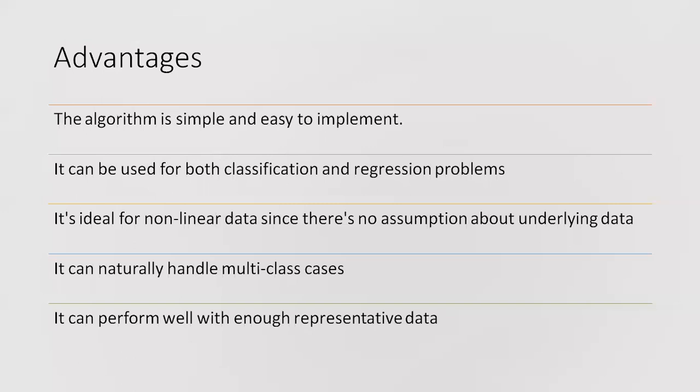It is ideal for nonlinear data since there is no assumption about the underlying data. Since the algorithm requires no training before making predictions, new data can be added seamlessly, which will not impact the accuracy of the algorithm. It can naturally handle multi-class cases and can perform well with enough representative data. It is very easy to implement, as only two parameters are required: the value of K and the distance function.